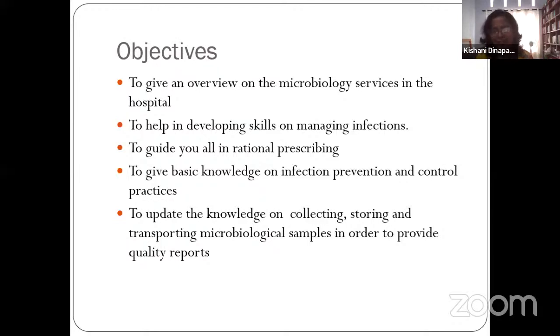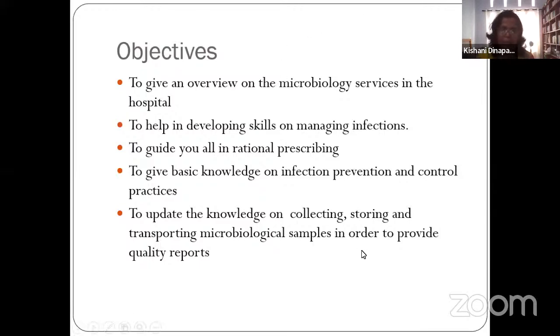Even though bacteria are very small, microbiology is really vast. So you need to listen attentively to these lectures, because we are trying to cover most of the microbiology related things, especially collecting and transporting of specimens. How would you approach various specimens? And there would be a lecture on sepsis, a lecture on rational use of antibiotics, and other things related to microbiology which you need to know.